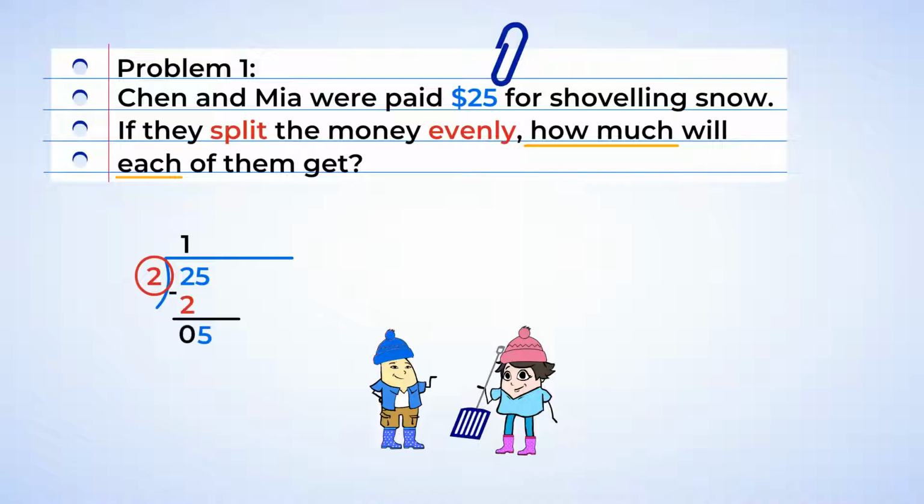Now there are 2 groups of 2 in 5. Place the 2 on top in the ones place. 2 times 2 is 4. 5 minus 4 is 1. And we have the answer of 12 with a remainder of 1. What are we going to do with that remaining dollar? We need to keep dividing to make sure that all the money is split evenly.